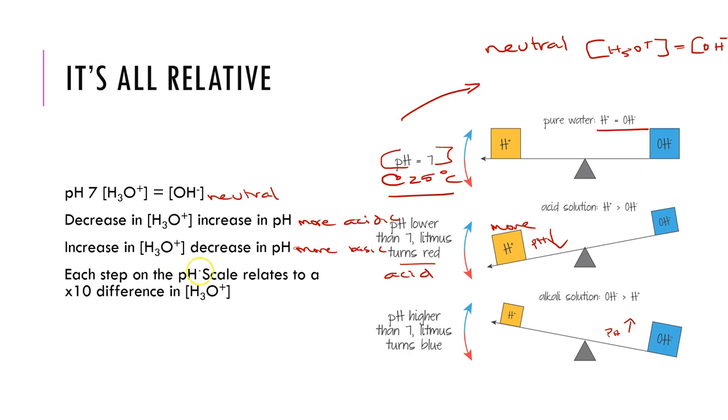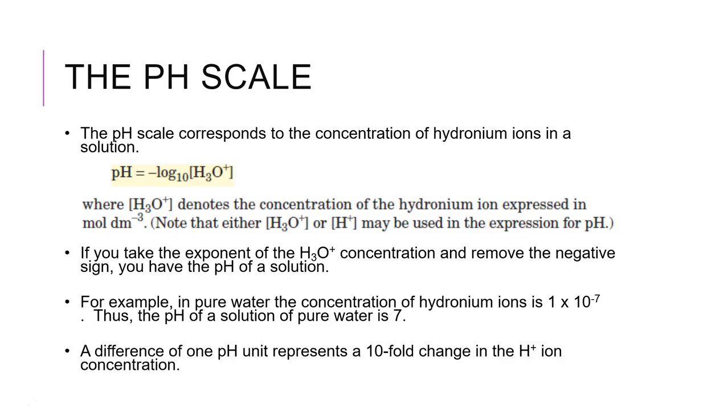Okay. The other thing to note here is that each step on the pH scale relates to a times 10 difference in H3O+. So if we have pH 1, it will have 10 times more H3O+ than something at pH 2. To go from pH 2 to pH 1, I have to increase the concentration of H plus 10 times. This is because pH is actually a logarithmic scale.